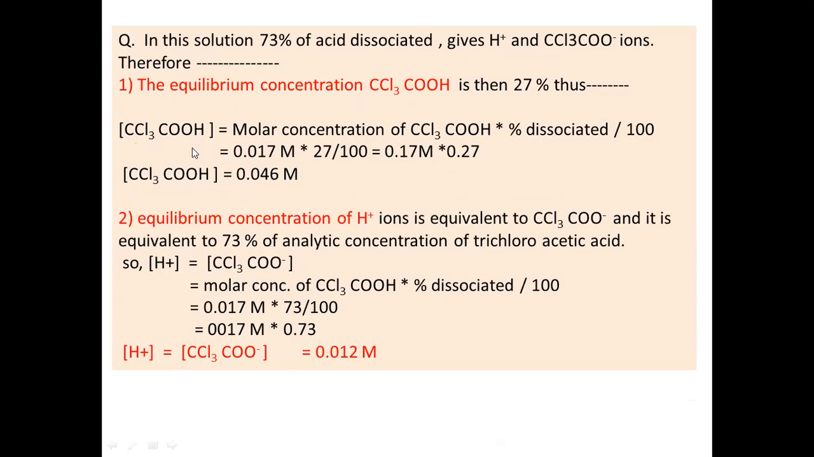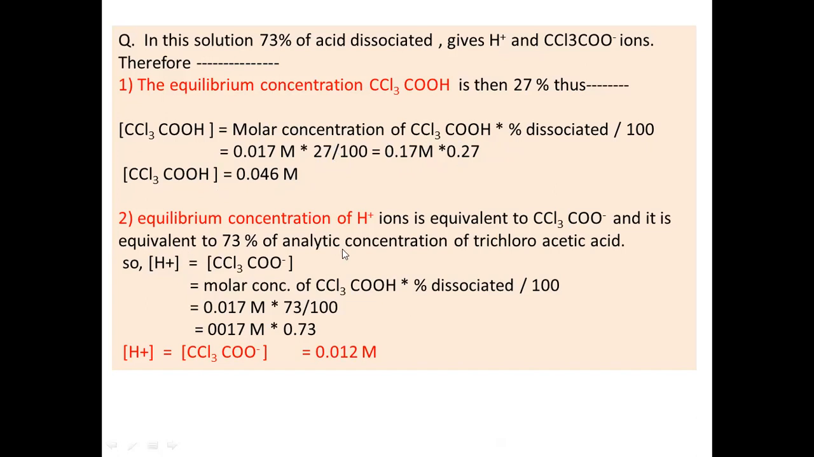So thus the CCl3COOH concentration is equal to the molar concentration of trichloroacetic acid times percent undissociated divided by 100. By this formula, we will calculate the equilibrium concentration. We already calculated the molar concentration for 280 milligram. So 0.017 mole into 27, that is undissociated, divided by 100, is equal to 0.017 mole into 0.27. So the concentration of trichloroacetic acid is 0.046 molar. So that is the equilibrium concentration.